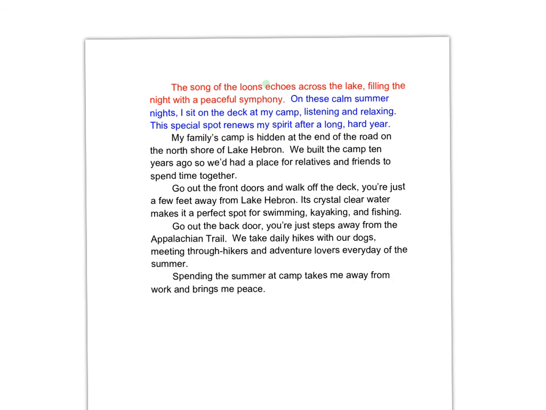The song of the loons echoes across the lake, filling the night with a peaceful symphony. On these calm summer nights, I sit on the deck, listening and relaxing. This special spot renews my spirit after a long, hard year. My family's camp is hidden, so I might want to think about that, at the end of the road on the north shore of Lake Hebron. We built the camp 10 years ago, so we'd have a place for relatives and friends to spend time together.